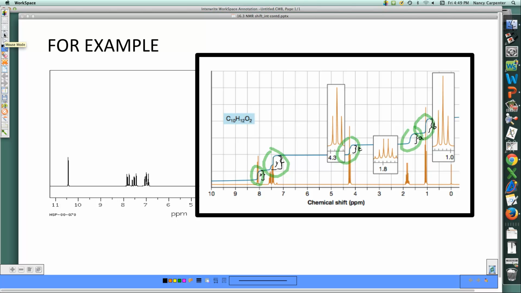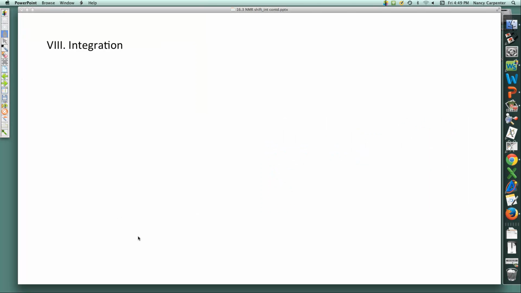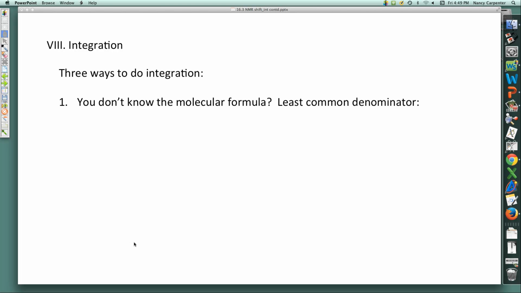So how do we make use of integrals? Basically, you've got three choices. If you have no idea what you're working with, you don't know the molecular formula, you'll end up getting those measurements in completely arbitrary units, and then you can use the least common denominator approach. So let's say we measured those distances and it turns out there's a ratio of 90 millimeters in height to 36 to 34 to 55.